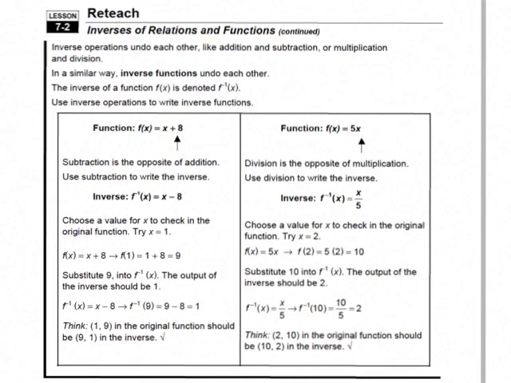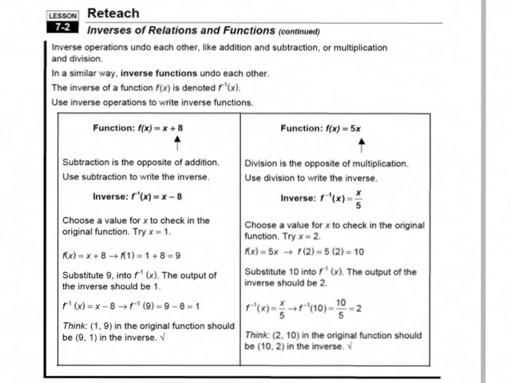Alright, what we've done so far is we looked at how to find the inverse of a relation. Now let's look at how to find the inverse of a function. So let me point some things out for starters here. First of all, inverse operations undo each other. Like addition, the inverse of that would be subtraction. The inverse of multiplication is division. So in a similar way, inverse functions undo each other as well.